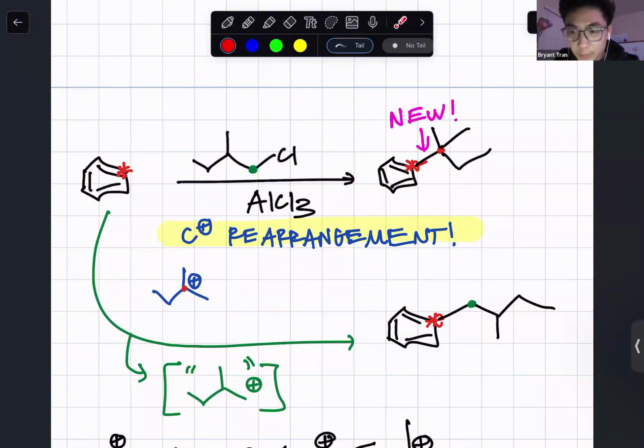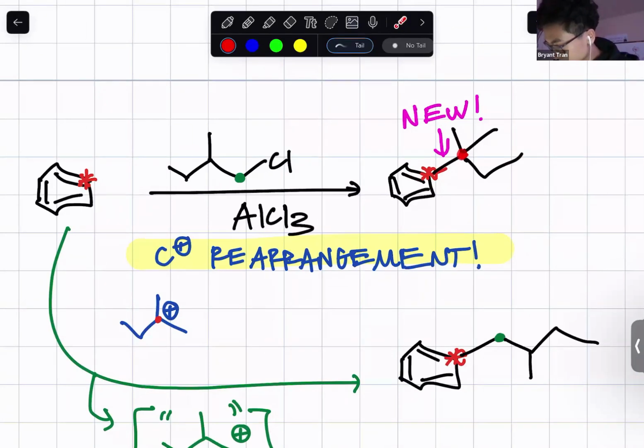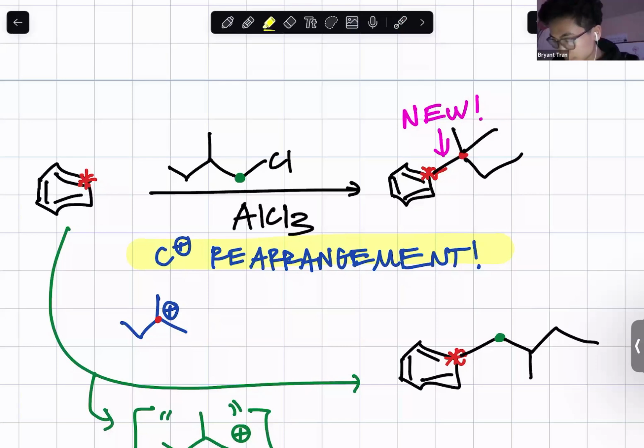Where did the second methyl group come from? The second methyl group right here. If you look at the red dot right here, this red dot has two methyl groups, one here and another one here, right? So that's that one here, another one here. Let me highlight the groups for you to make it more clear.